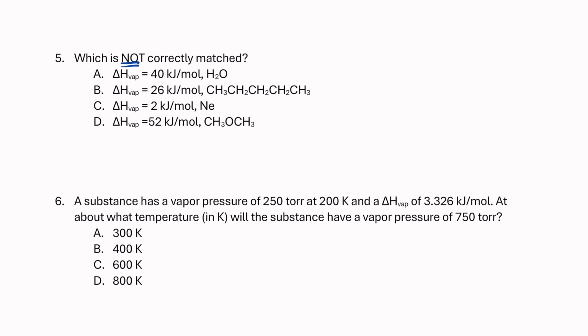Problem 5 says, which is not correctly matched? Let's work through each answer choice. A says the delta H of vaporization is equal to 40 kilojoules per mole for water. Water is the classic strong hydrogen bonding liquid. Its delta H of vaporization is in that range, about 40 kilojoules per mole. So this looks reasonable and it's correctly matched.